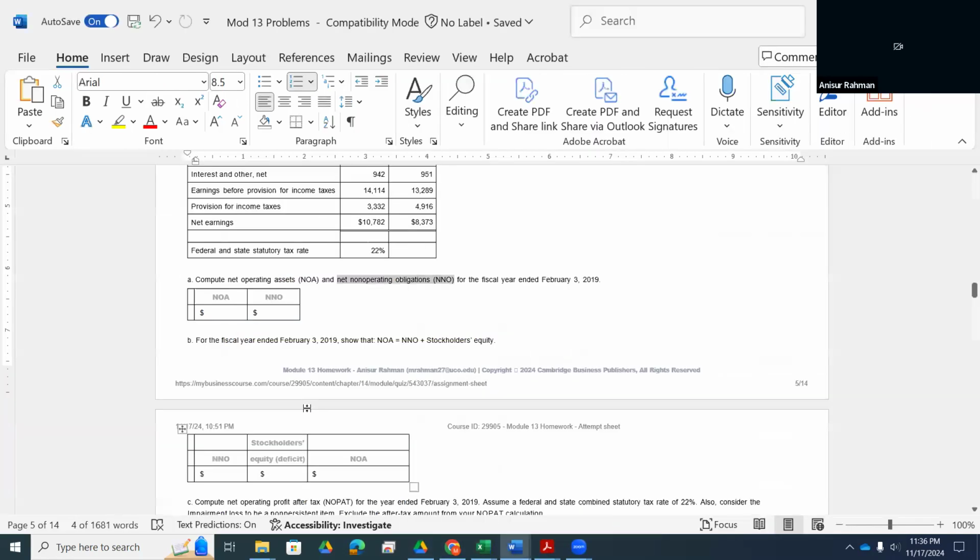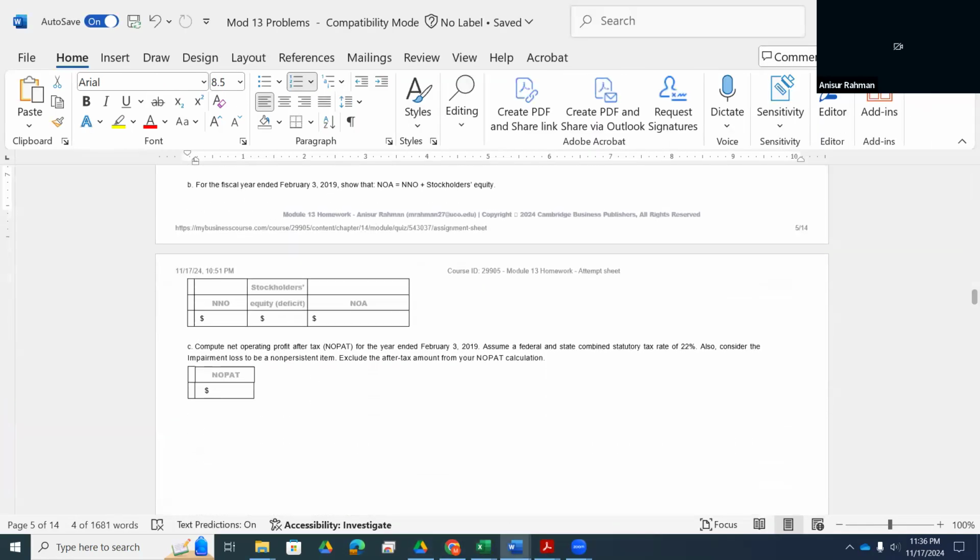Now, compute net operating profit after tax for the year ended February 3, 2019. Assume a federal and state combined statutory tax rate of 22%. Also consider impairment loss to be a non-persistent item. Exclude the after-tax amount from your NOPAT calculation. So NOPAT, net operating profit after tax.